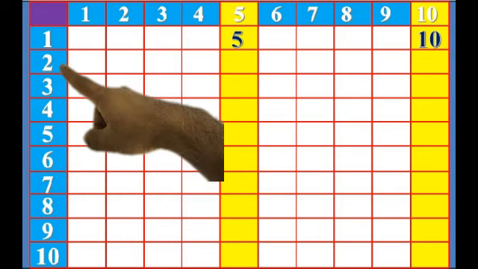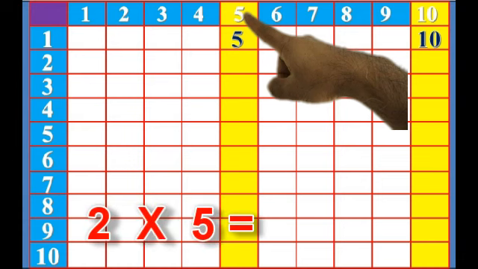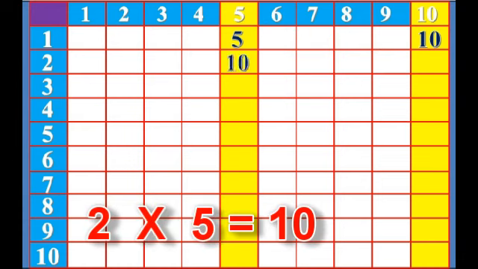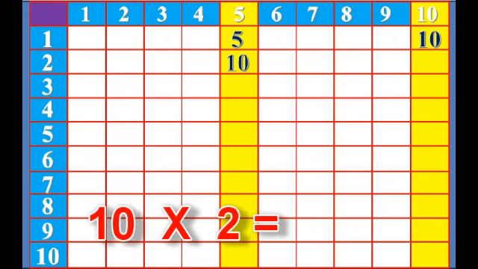How about 2 times 5? 2 times 5 is equal to 10. How about 10 times 2? 10 times 2 is equal to 20.